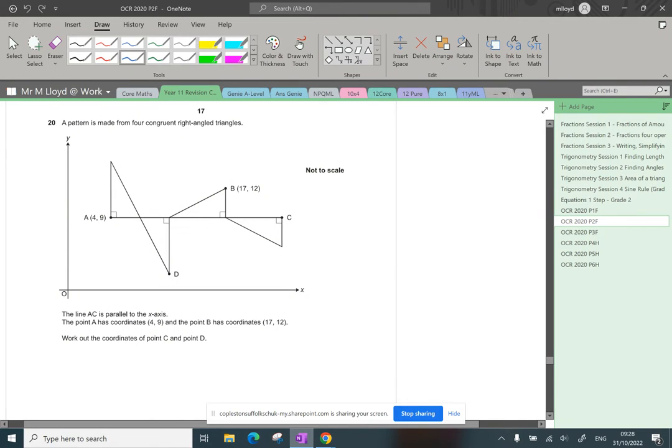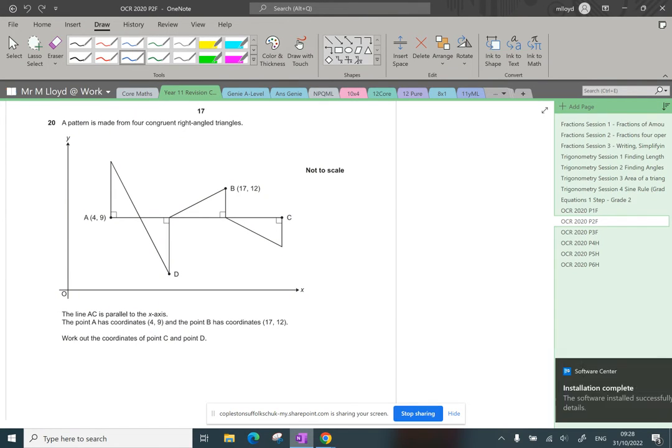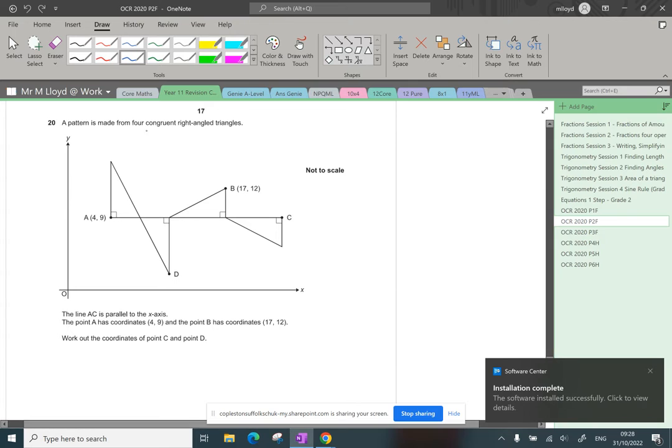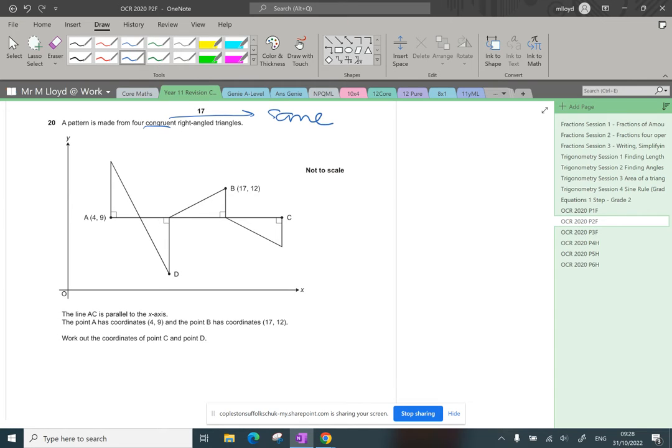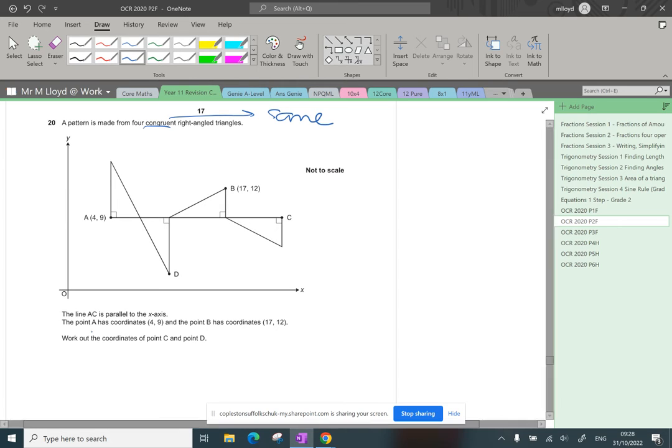Hello, question 20. A pattern is made from 4 congruent right angled triangles. So that congruent word means that they are the same, in exactly the same way. The line AC is parallel to the x-axis. The point A has a coordinate of (4, 9), and the point B has a coordinate of (17, 2). Work out the coordinates of point C and D.